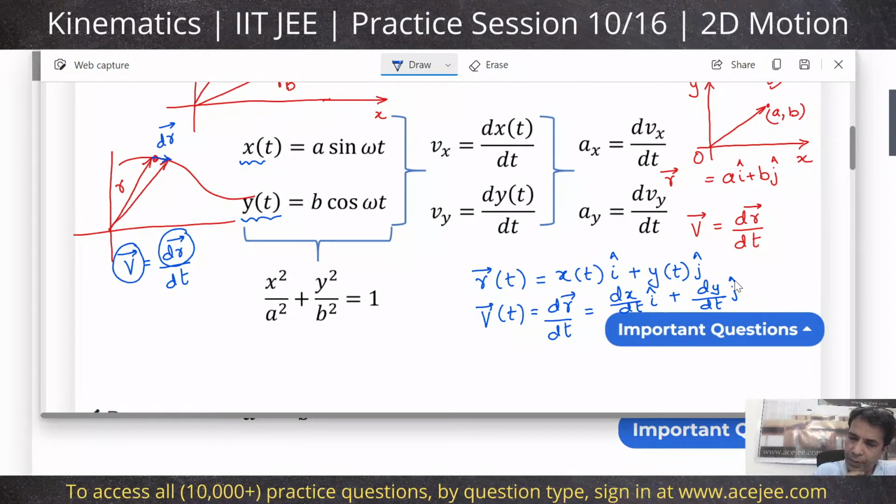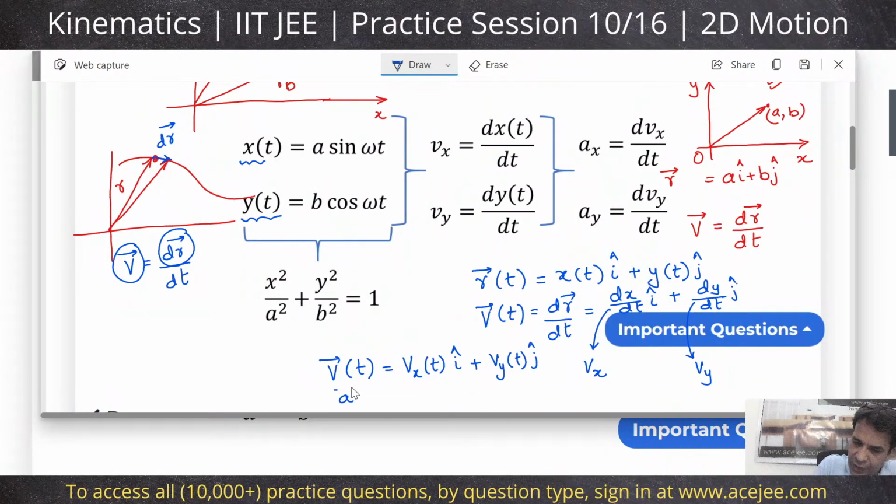Correct, no? So dx by dt is nothing but what we refer to as the x component of the velocity vector. Dy by dt is nothing but the y component of the velocity vector. So we have the velocity vector now. So I can write this once again as vx i cap plus vy j cap, where vx is dx by dt, vy is dy by dt.